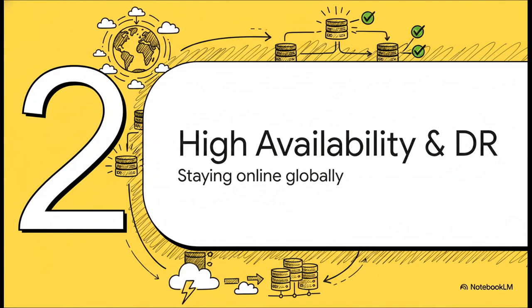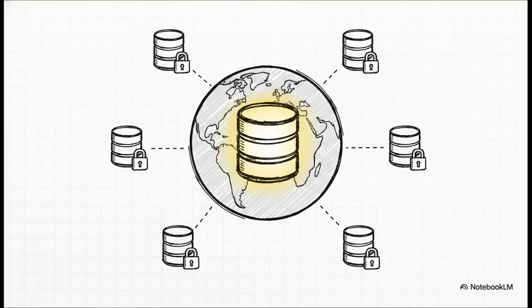Perfect. Moving right along to Pillar 2, high availability and disaster recovery. Let's talk about staying online globally. Here is a great global expansion scenario. Imagine a US-based retail company expanding to Europe and Asia. They need a unified global product catalog, but local compliance laws say customer data has to stay in the region it was collected. What's the right architectural choice?